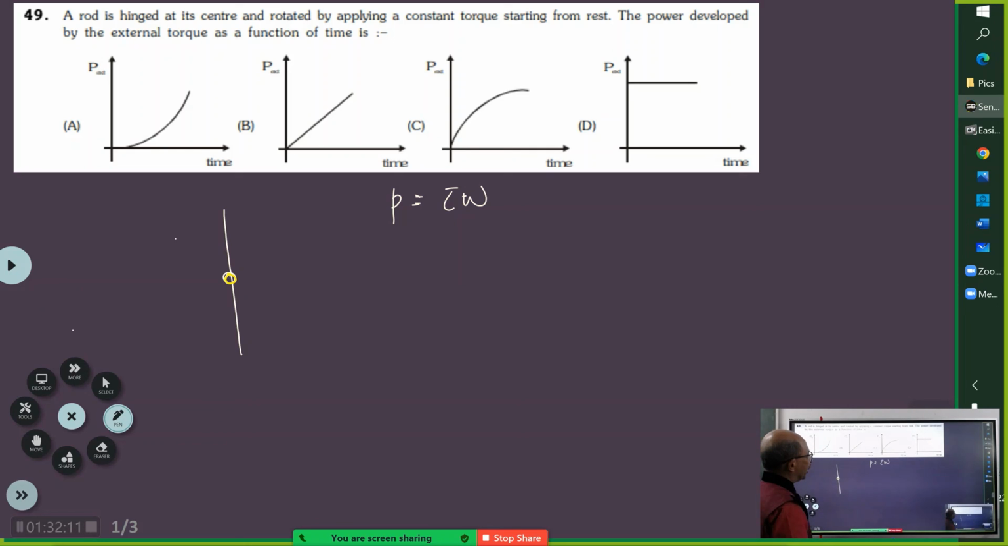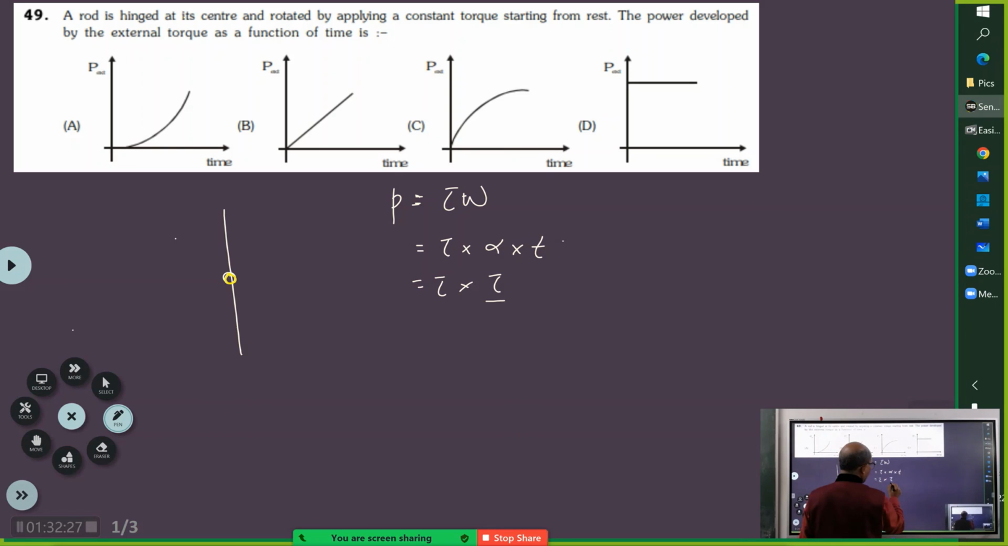You are applying torque, and they have told you the torque is constant. So what will omega be? Because it starts from rest, omega will be alpha into T. And alpha is tau by I, so omega is tau by I into T. Power becomes tau square by I into T. Since the torque is constant and the moment of inertia is also constant, power is proportional to T. So B is the option. Okay, done.